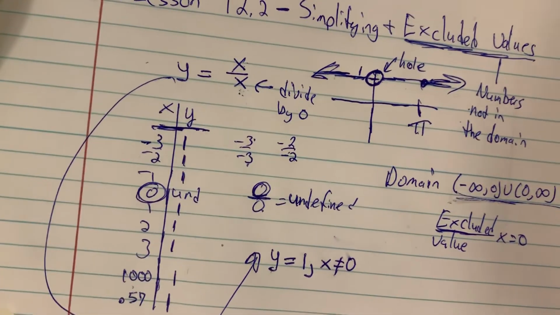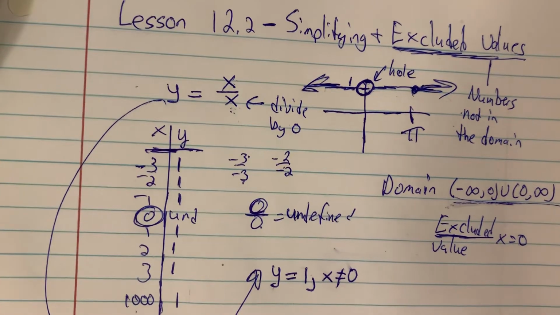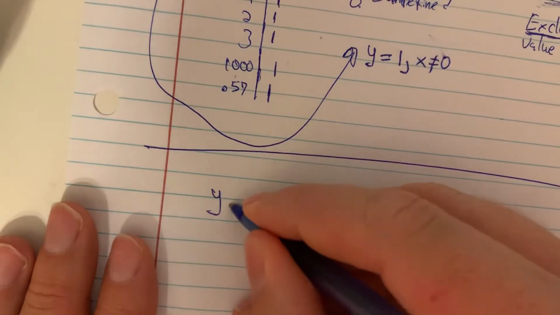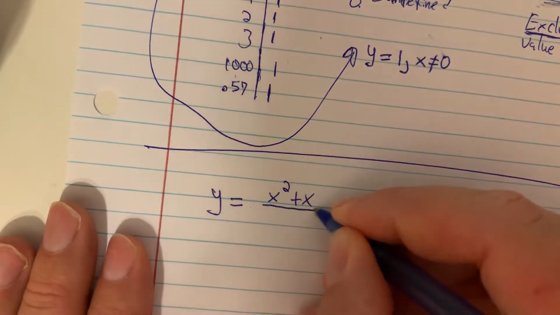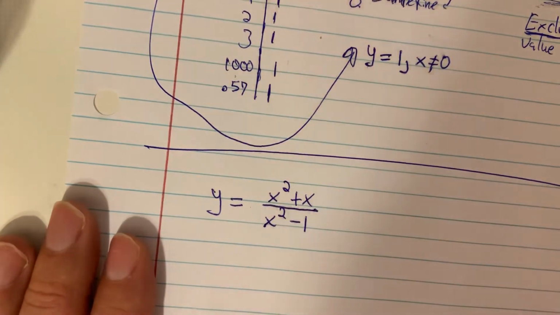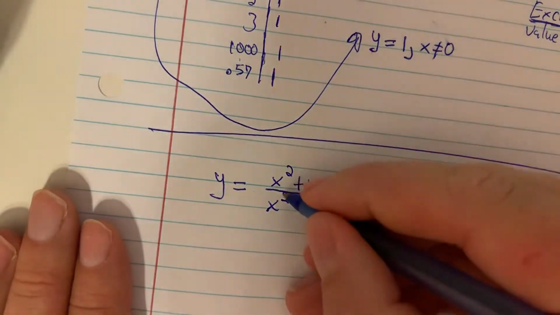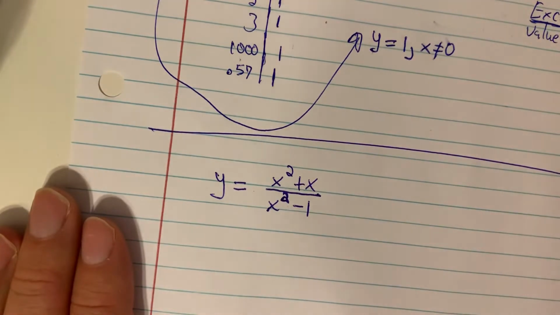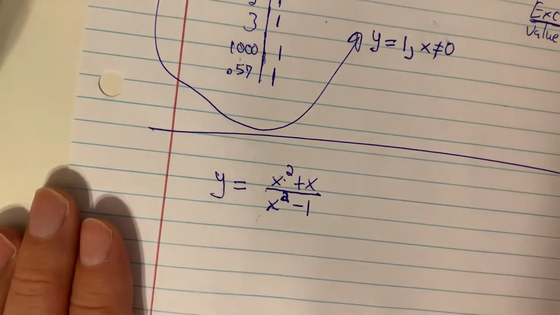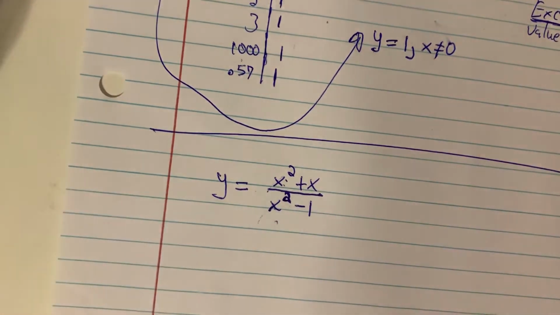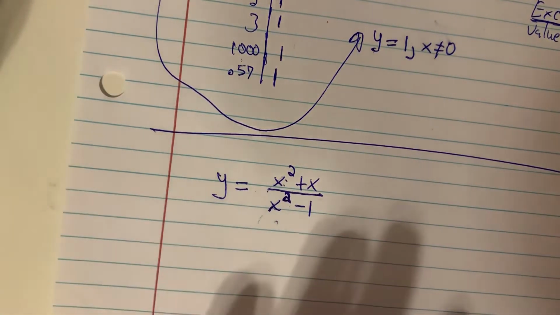So let's look at how we can use this idea to simplify some things. We're going to start with something like y equals x squared plus x divided by x squared minus 1. And I want to be very careful here to point out that I see sometimes people try to cancel out this x squared and be like, oh, there's an x squared divided by x squared, that goes away. It does not. That is not true.